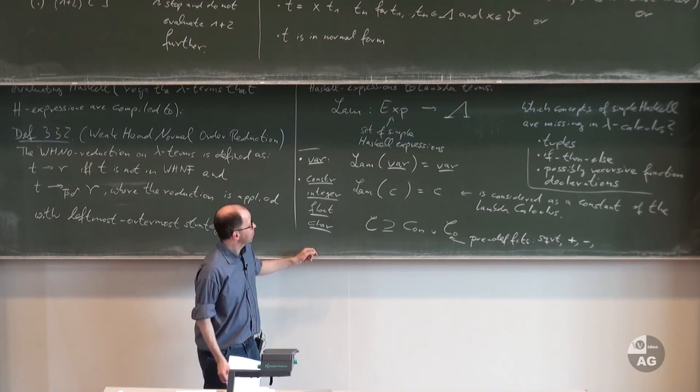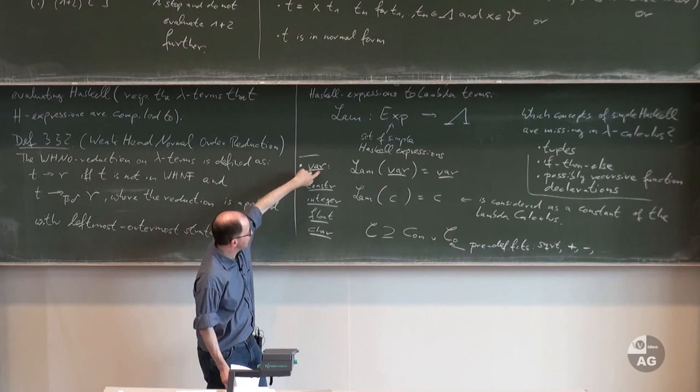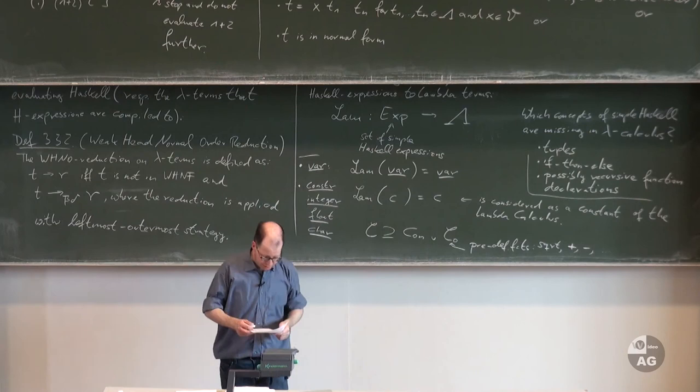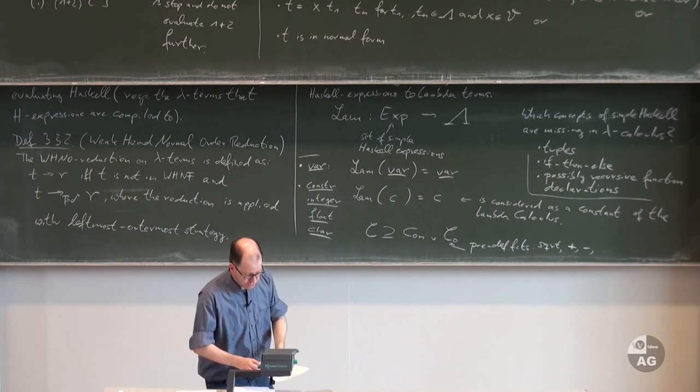So for these variables, if they are predefined, then they end up in C, and if they are not predefined, then they end up as a variable of the lambda calculus. So nothing really new is happening here. The interesting things come afterwards when we have tuples or if then else or possibly recursive functions.